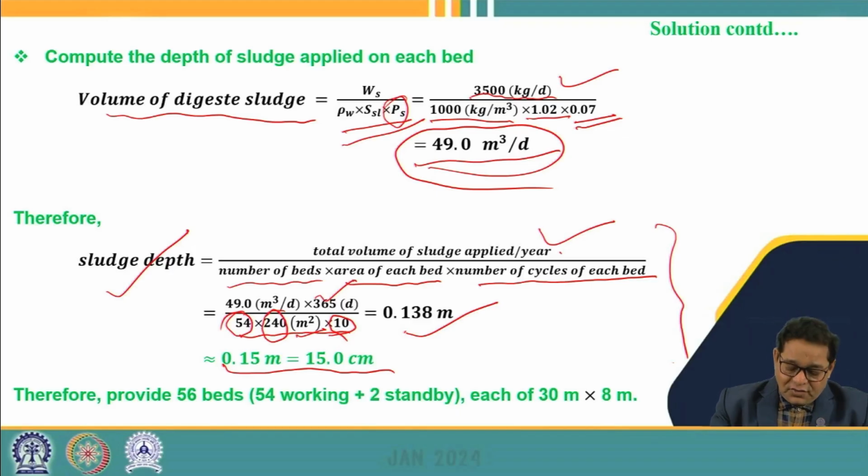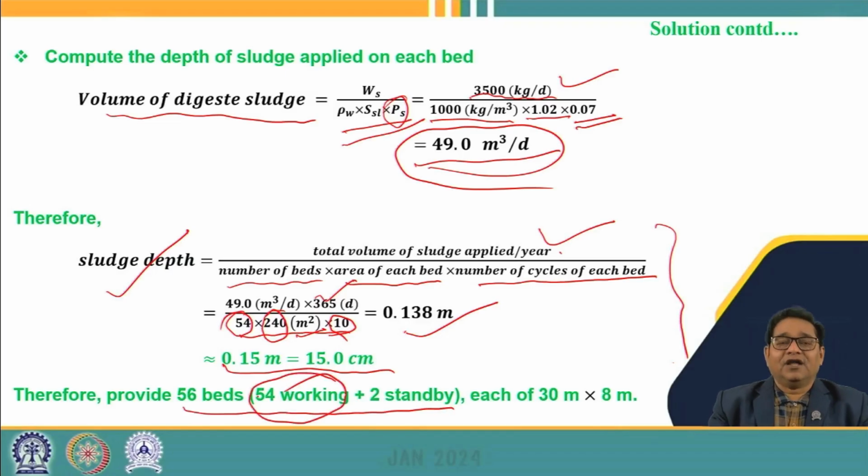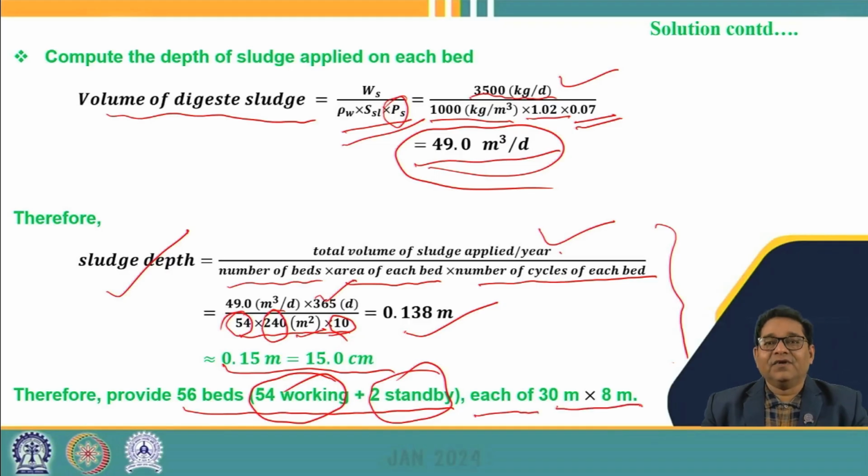Finally we can recommend the total number of sludge beds to be designed, that is 54, but we always have to take plus 2 sludge drying beds as standby beds, so that if any of these beds needs repair, these standby beds can be used, and the operation of the sludge management is not hampered. Each of these beds will have a size of 30 by 8 meters. So this is the answer for this problem.